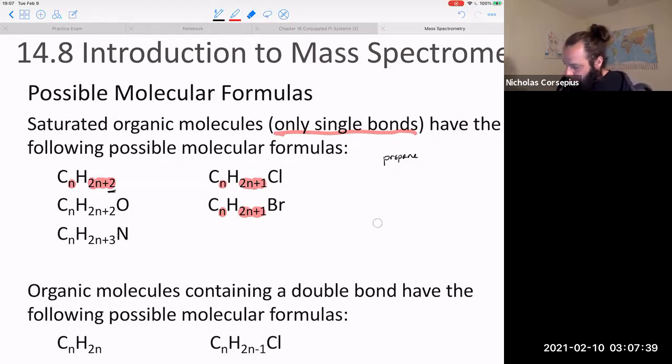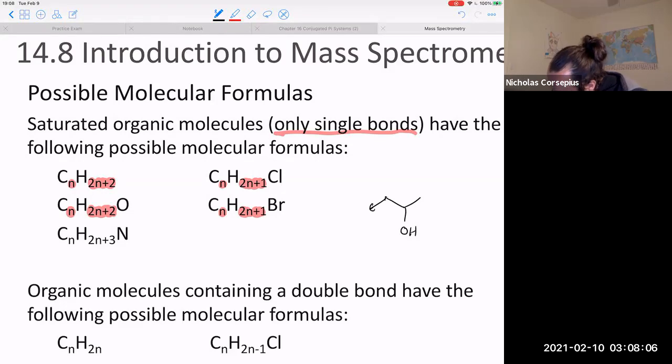Let's go on to what happens when we have an oxygen. Notice that we actually have the same formula in terms of the number of carbons and hydrogens: Cn and H is 2N plus 2. Let's see if we can convince ourselves of that real quick. Let's just draw a simple one, an alcohol for example. This would work for alcohols or ethers, as long as they're all single bonds, carbons and hydrogens and oxygens.